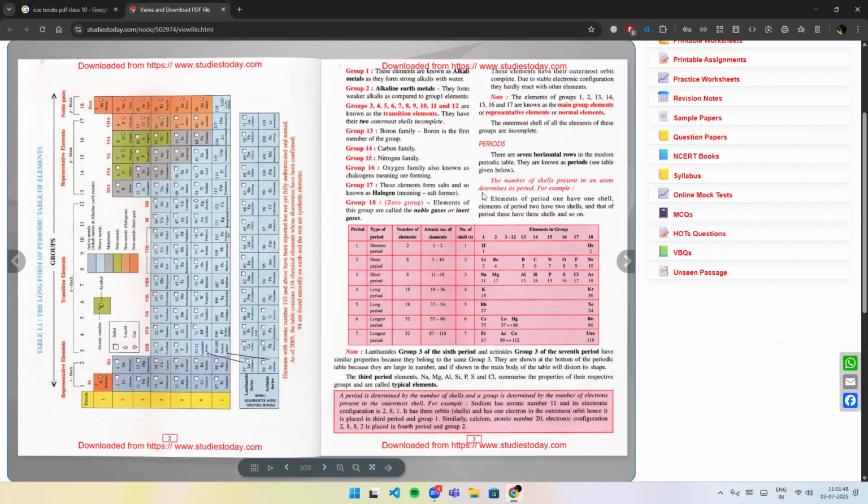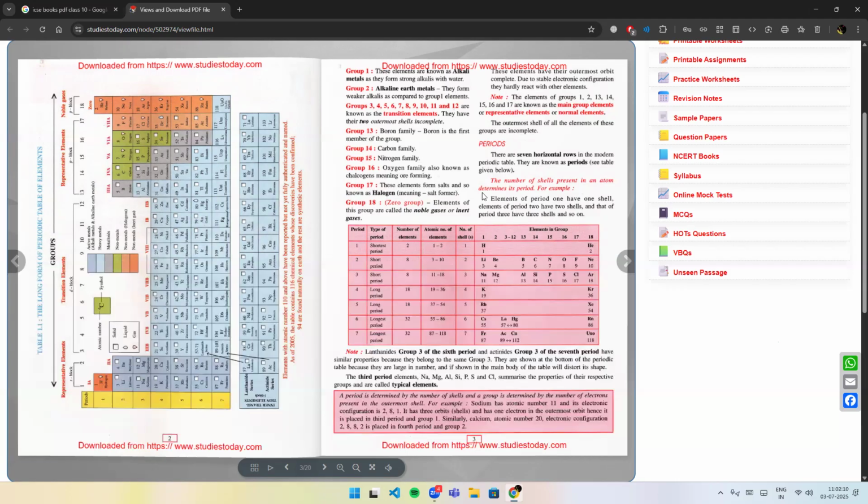Group 17, these elements form salts and so are known as halogens. Group 18, zero group, elements of this group are called the noble gases or inert gases. These elements have their outermost orbit complete. Due to stable electronic configuration, they hardly react with other elements.